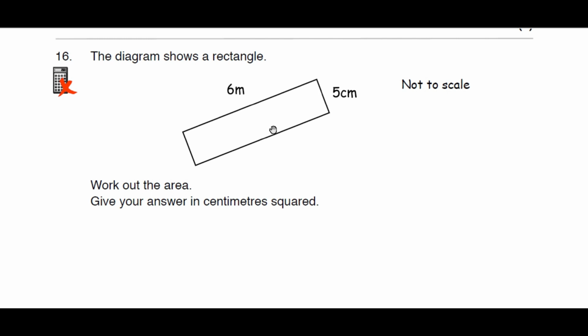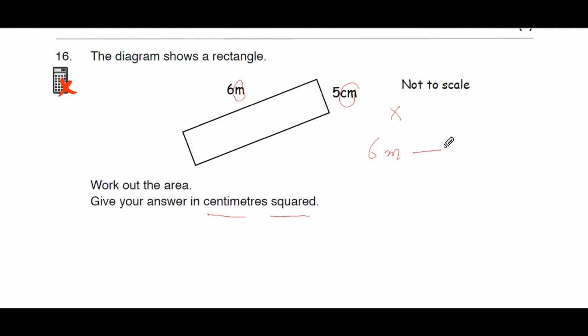So now look at this question. This is easier, but there is one different thing. What's that? Look at this. We have 6 meters and 5 centimeters. Okay, so it means that the units are different, and we have to give the answer in centimeters. You cannot multiply meters with centimeters.